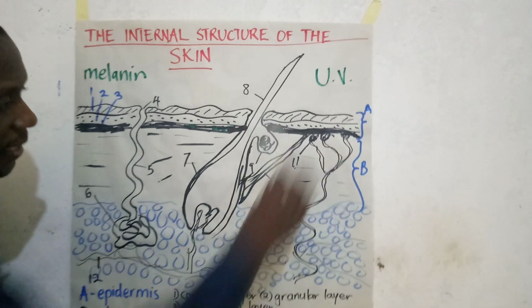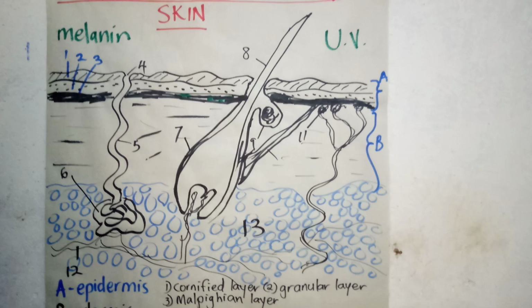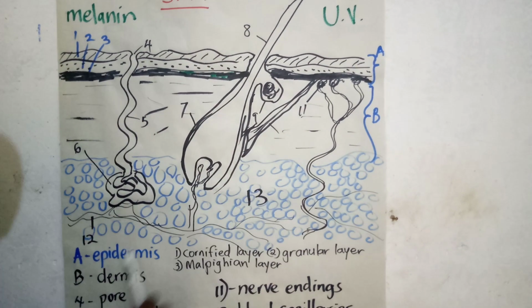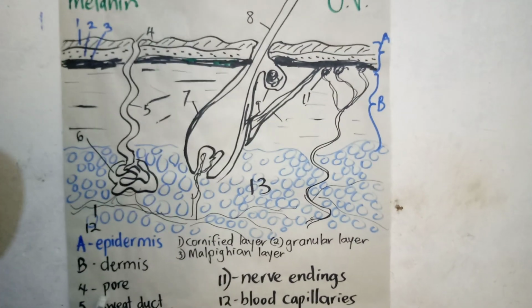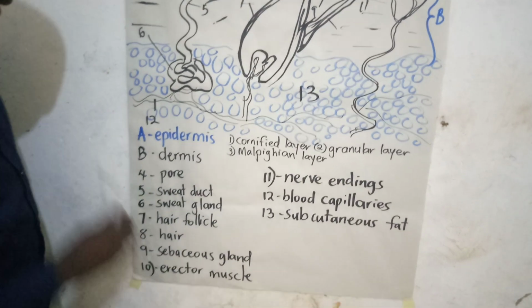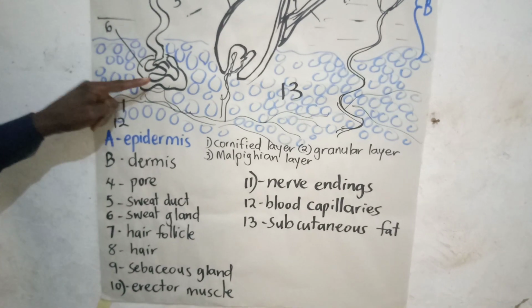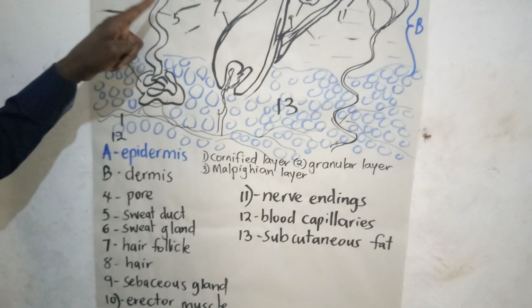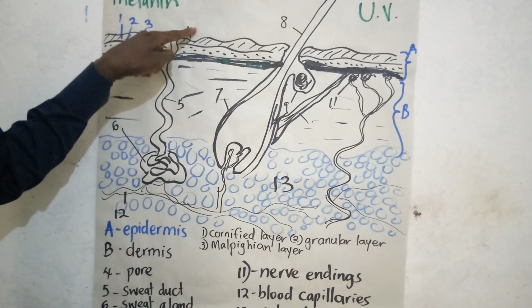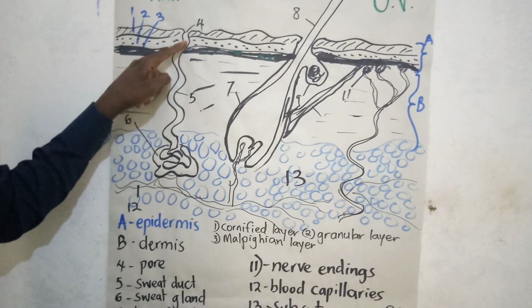That is the epidermis. Now we move to the dermis. The dermis is the innermost layer of the skin, and in the dermis there are lots of parts that I've highlighted here using numbers. We are going to begin with the sweat gland. 6, we have the sweat gland. This is a sweat duct, and this is a pore. That hole through which the sweat passes to get outside the skin is called a pore.